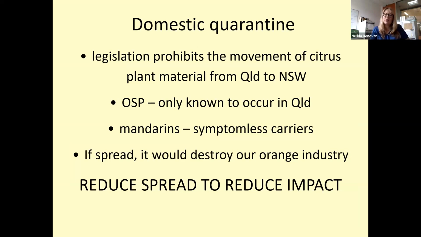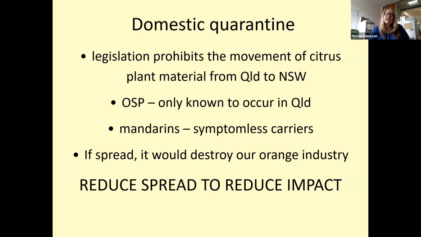So I was mentioning that there's different quarantine levels. So there's the country and then there's the states. So it's illegal to move citrus plant material from Queensland to other states of Australia. Not just New South Wales, but other states as well. So mandarins are symptomless carriers. So the mandarin industry in Queensland, the trees could be carrying orange stem pitting, but it's not impacting their industry, so they don't know. But you cannot grow oranges successfully in Queensland when this virus is around.